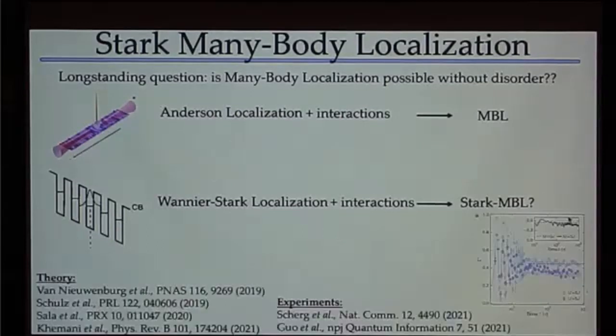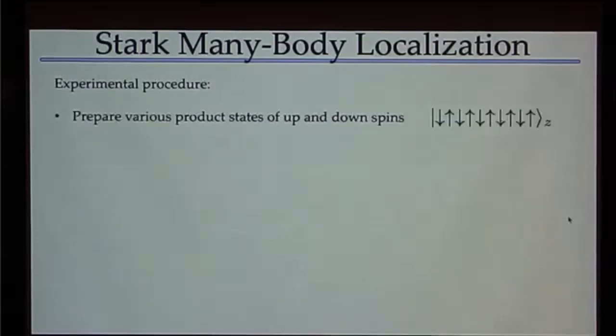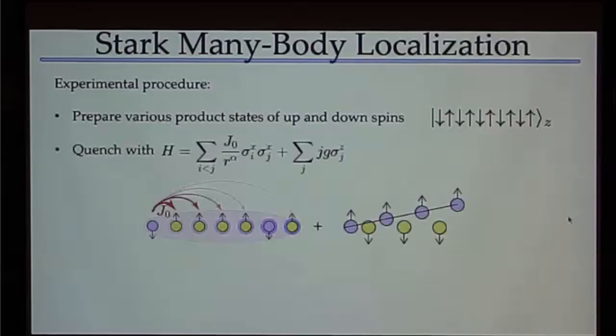There have been a number of theory works, and we heard on Monday about the cold atom experiment, which is a Fermi-Hubbard model with a strong tilt, where they were seeing some signature of, let's say, fragmentation or Stark MBL. In our case, we're going to do it with ions, and the experimental procedure is fairly simple. We prepare an initial state that can be a Néel state or a fully polarized state, depending on what energy density we want. Then we quench with our long-range Hamiltonian and apply a gradient, and we can tune the strength of this gradient.